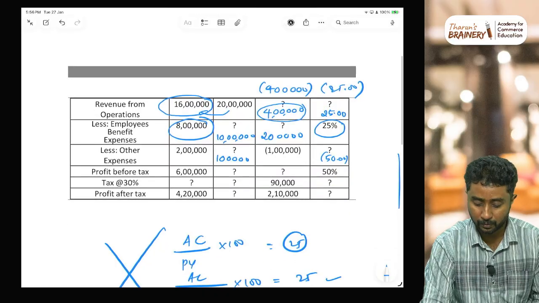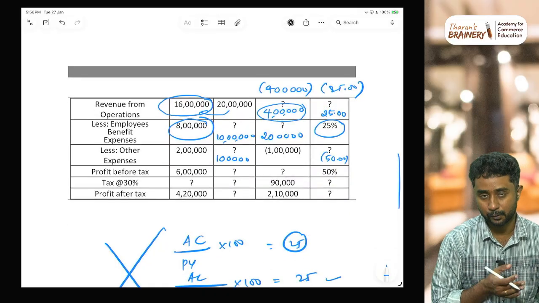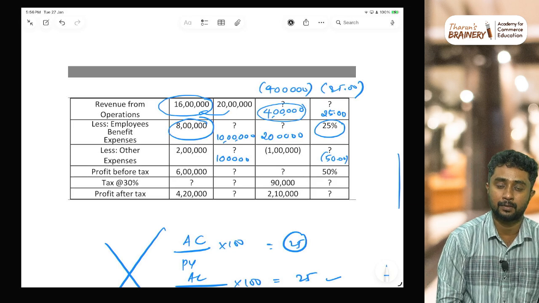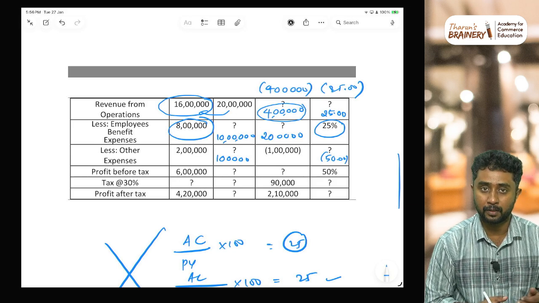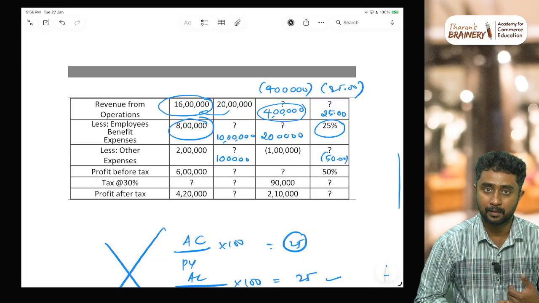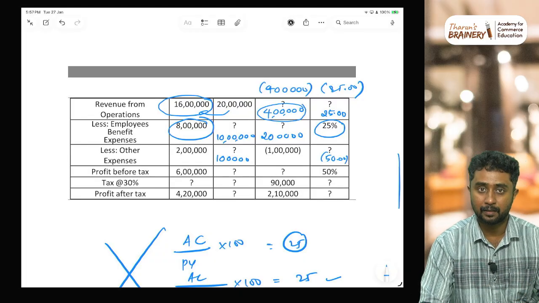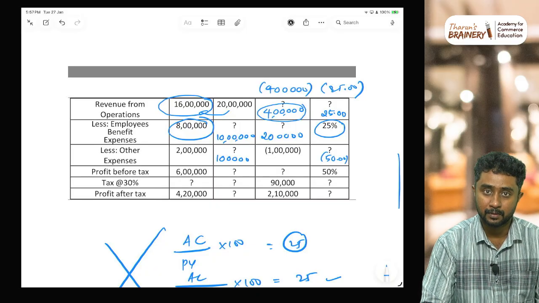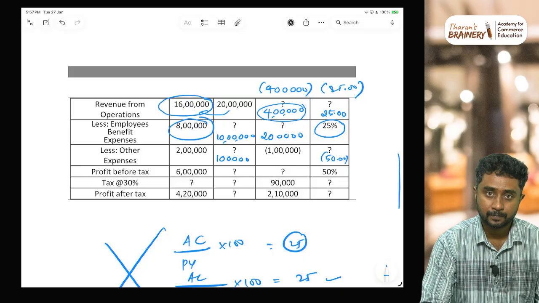Okay, next one is profit before tax. For this purpose only I said explain the format of the profit and loss account. What is the format of the profit and loss account for a company? Obviously revenue from operations will be there, other income will be there, then expenses will be there. We will add, then subtract, find out the difference between these two, then you will get one value. That value is called profit before tax.